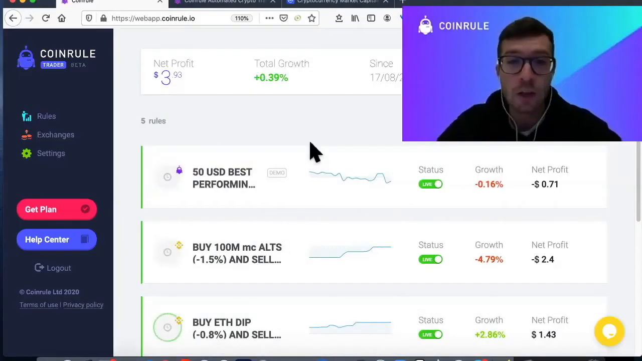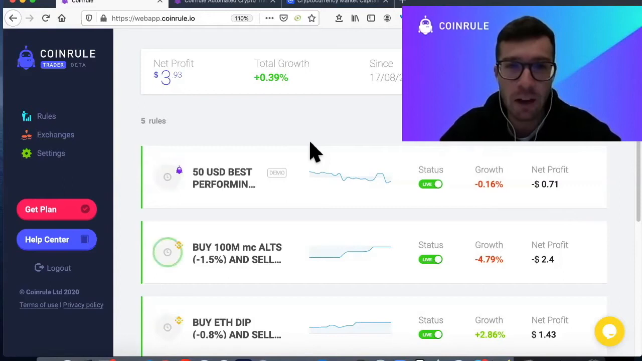So the most critical part at this point becomes how to manage the losses, or better, how to manage the rules that are not performing as we expect. This is something that Coinrule can help you with very impressively.